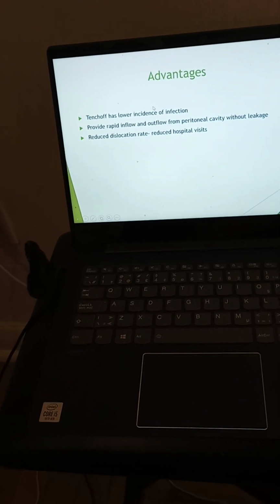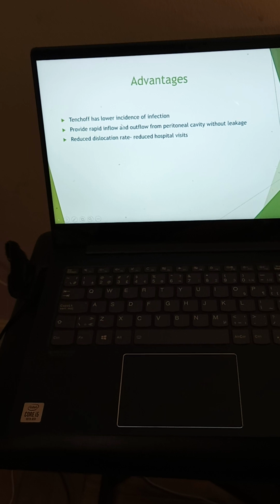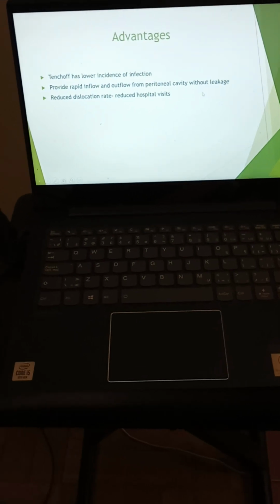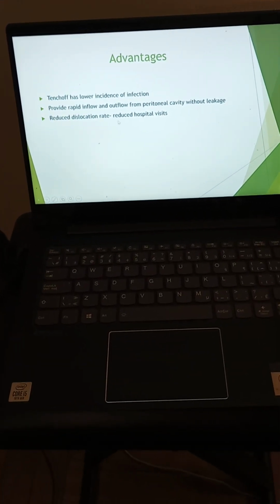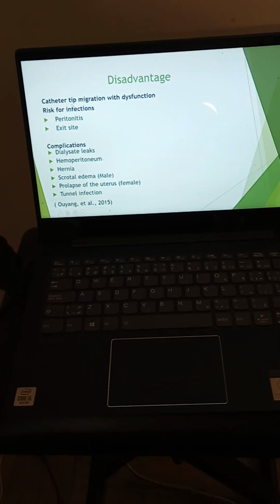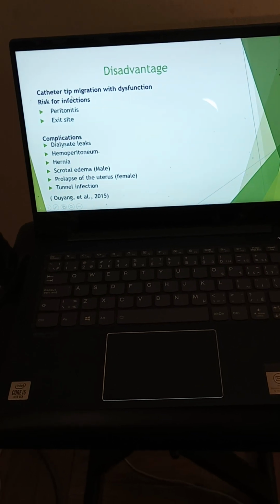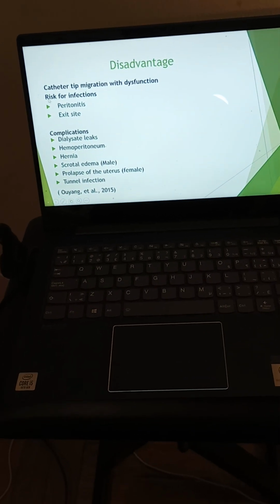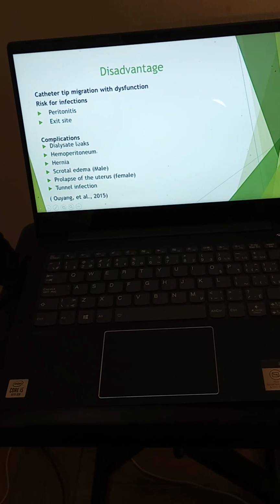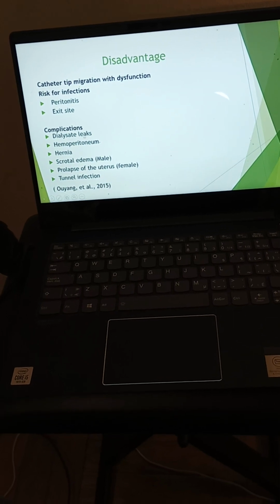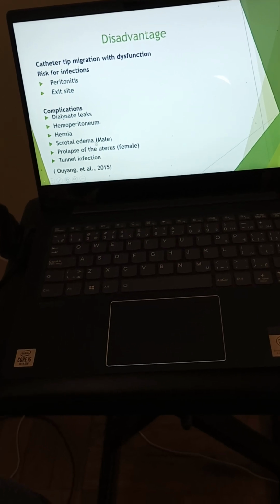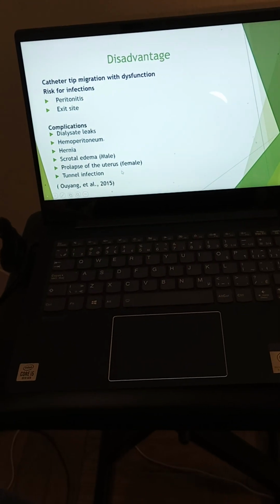The advantages of this catheter are a lower incidence of infection, and it provides rapid inflow and outflow from the peritoneal cavity without leakage. It reduces dislocation rate, which means reduced hospital visits of the patients. While disadvantages are catheter tip migration with dysfunction. It has risk for infections like peritonitis and exit site infection. It also has complications like dialysate leaks, hemoperitoneum, hernia, scrotal edema for male, prolapsed uterus for female, and tunnel infection.